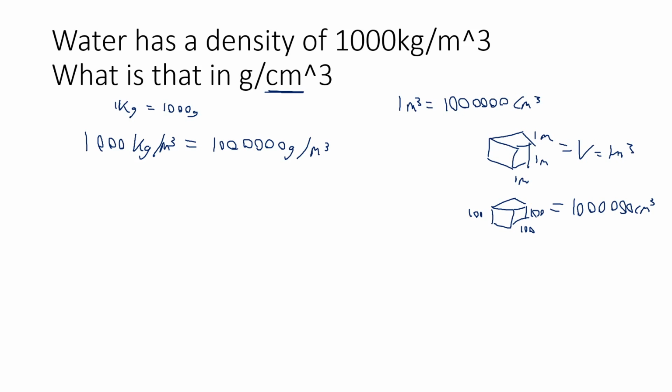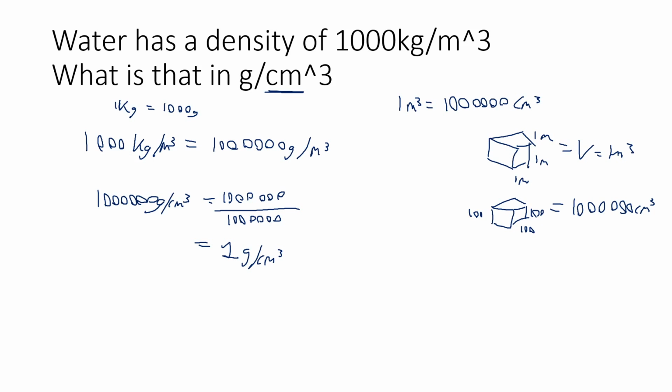So all we're going to do is now we have to divide by 1 million. So 1 million grams per centimeters cubed is the same as 1 million divided by 1 million, and we should get an answer of 1 gram per centimeters cubed.